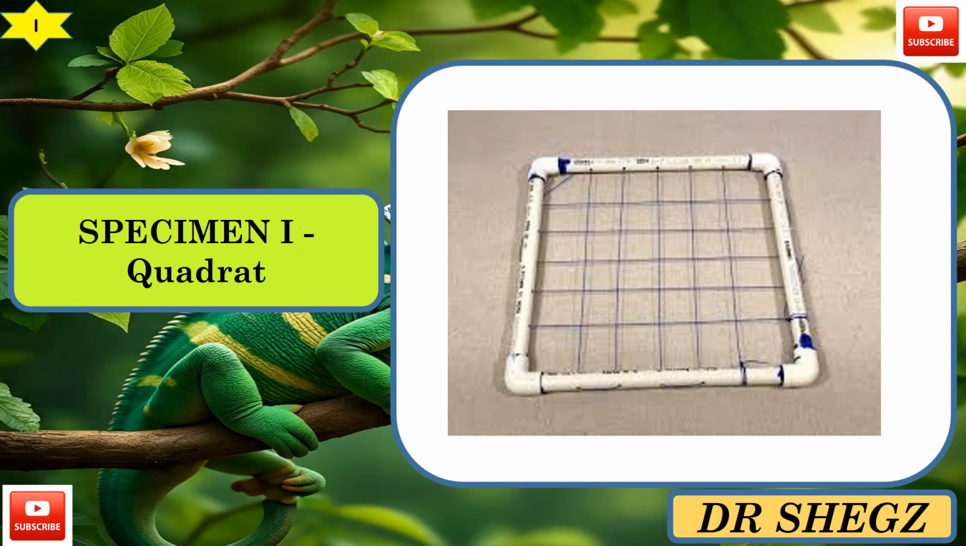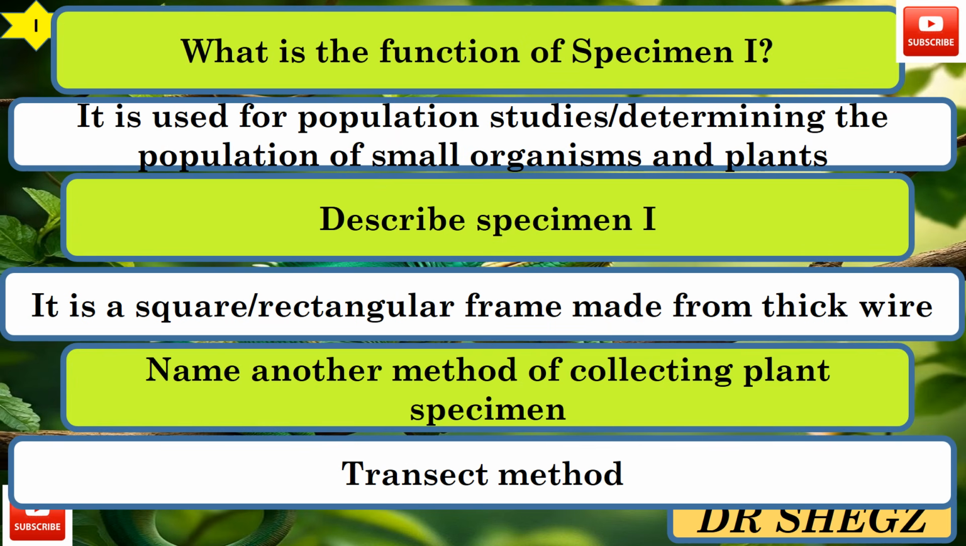Specimen I is quadrat. We did quadrat for a previous specimen, so it's coming out again. So it's very easy for us to just remember exactly what to write. It is used for population studies, determining the population of small organisms and plants. That's the function of the quadrat. Then, of course, it is a square frame which is made from a thick wire. Now, another method for collecting plant specimen is the transect method.